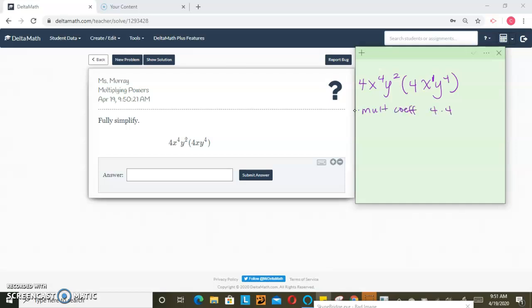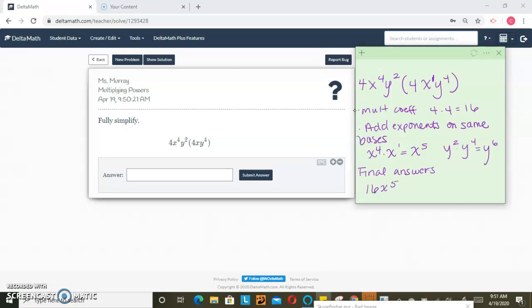So I'm going to get 4 times 4 for 16. Add exponents on same bases. So x to the 4th times x to the 1st is equal to x to the 5th. And then y squared times y to the 4th, keep my y, 2 plus 4 is going to give me 6. I put it all together in my final answer. 4 times 4 is 16. Then x to the 5th, y to the 6th.